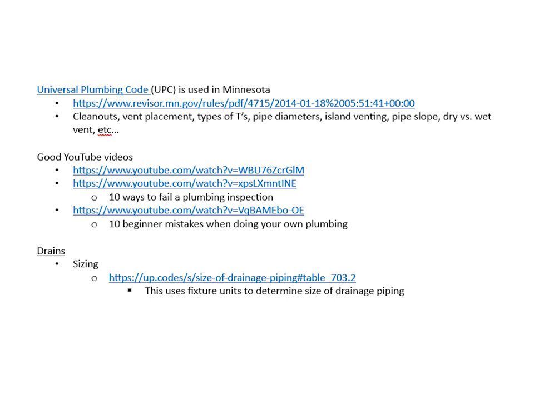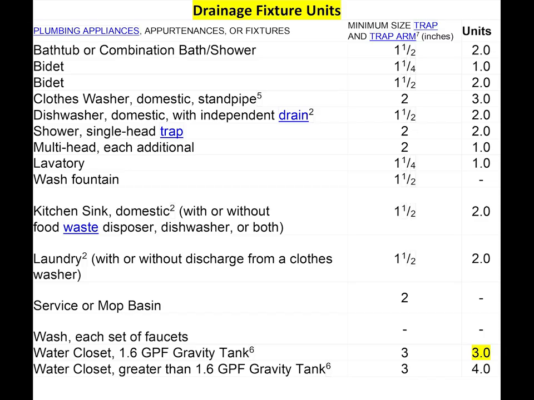There is also a good video on how to add a lift station to your design. That is also listed in the notes, in addition to a number of good YouTube videos. They're listed below. One of them, 10 ways to fail a plumbing inspection, and another, 10 beginner mistakes when doing your own plumbing, were very instructional. In addition, the code specifies the drain sizing.